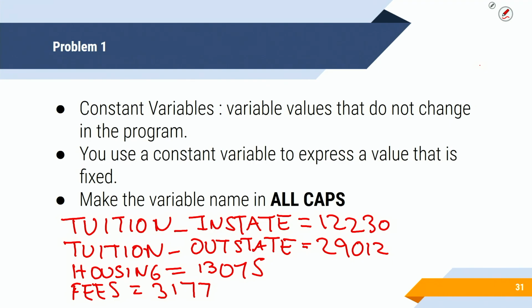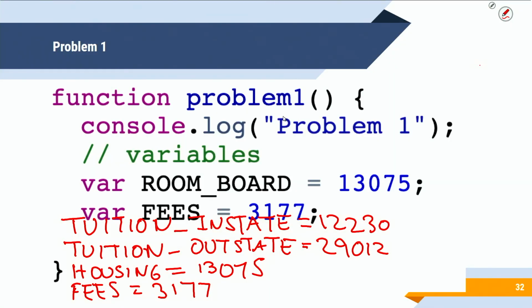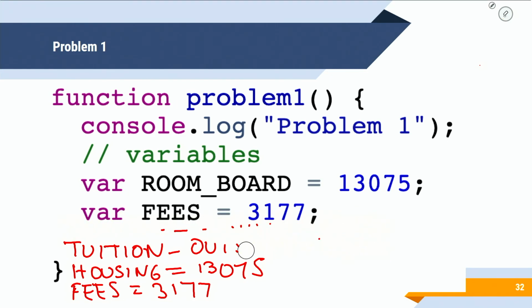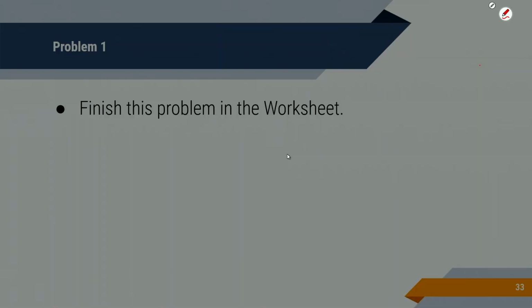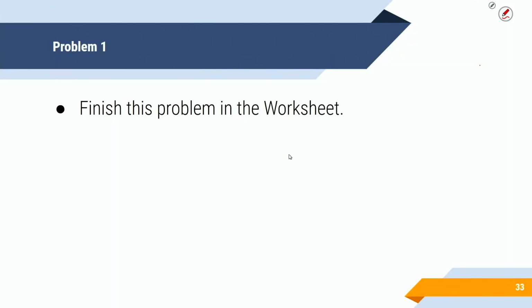So again, what you're trying to do is to total up the cost of going to Rutgers for one semester. Think about if you're an in-state person or an out-of-state person, and whether or not you're taking advantage of the student housing. All right, so I put some starter code here for you to use potentially. Those are my variables over there. We've got var room board and then we've got var fees. All right, I hope that helps, and I'll see you in the next video.